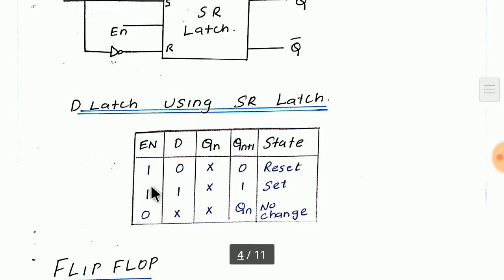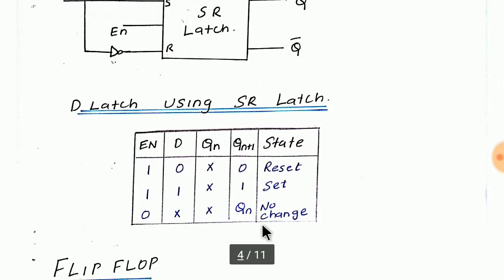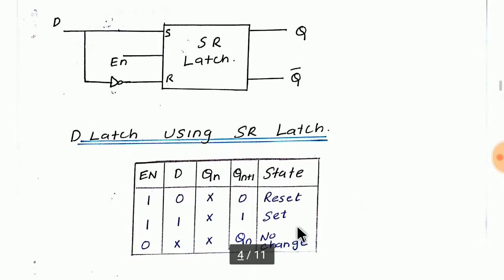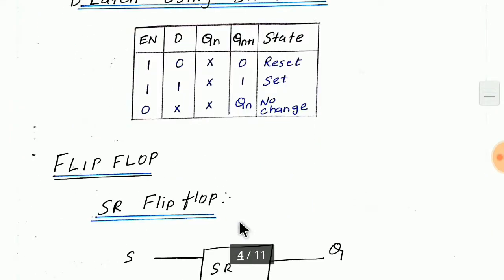If enable is 1, it will get the input from SR. If enable is 0, it will act as memory. Simple concept. When enable is 1, it will get the input. When D is equal to 0, automatically it will perform the reset operation, so this will become 0. The same way, if D is equal to 1, this will become 1. This is the reason why it is known as a transparent latch. Whatever is given as input in your D will be the output in your Qn plus 1.